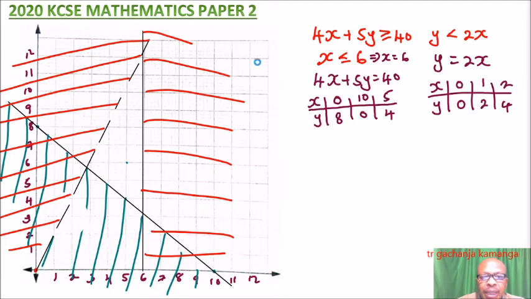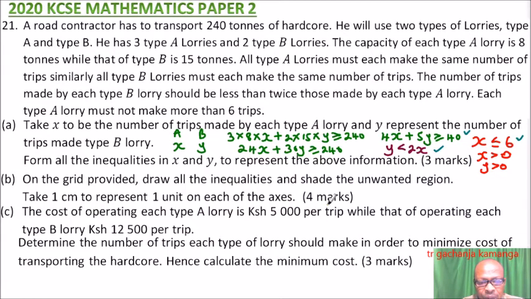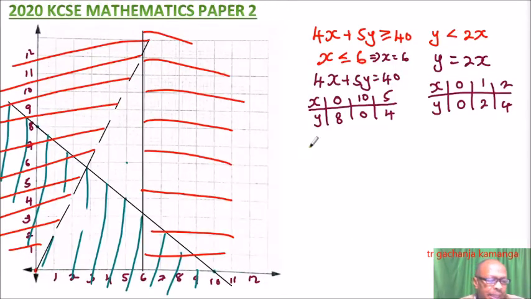If we go back to the question, here you are given 4 marks for shading, for representing that region. Looking at the operating cost, we are told for A it is 5,000, for B it is 12,500. Determine the number of trips each type of lorry should make in order to minimize the cost of transporting the article. Hence, now we go back, because of space, we come back here.